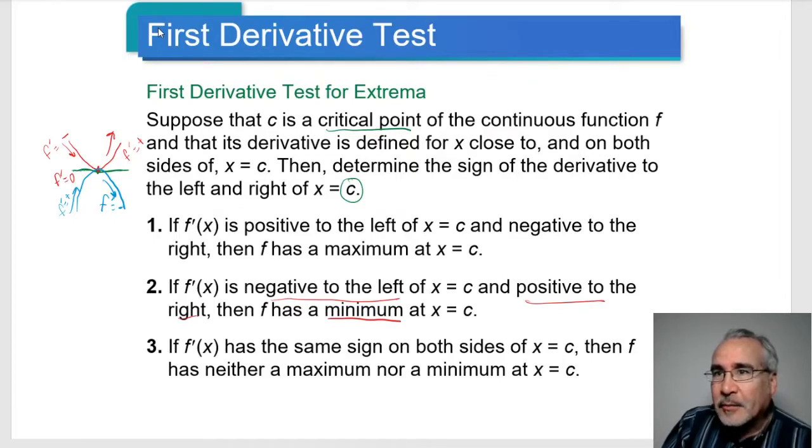And then it's negative, so positive and then negative. Notice that will give us a maximum. So that's this first one here.